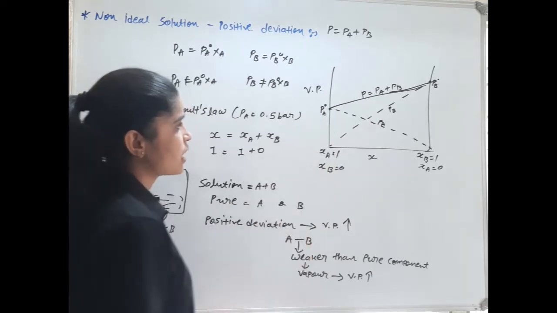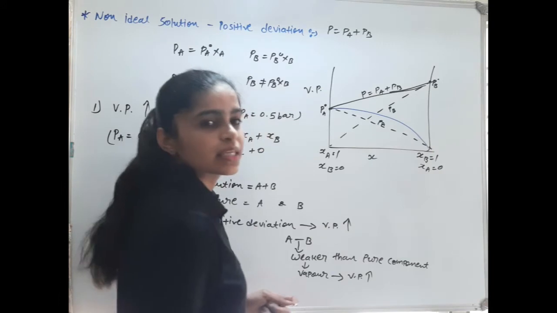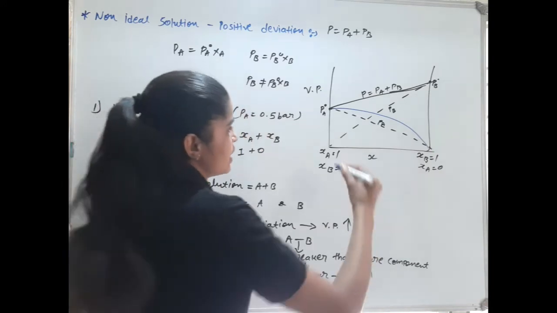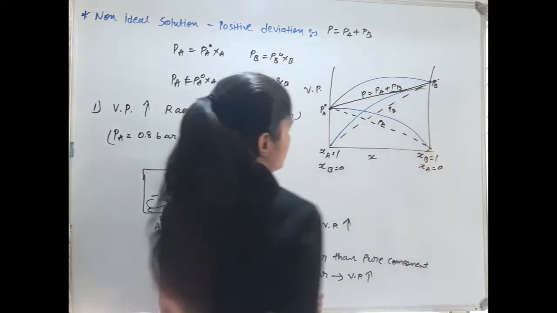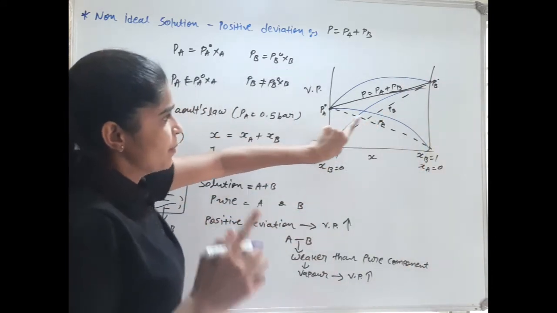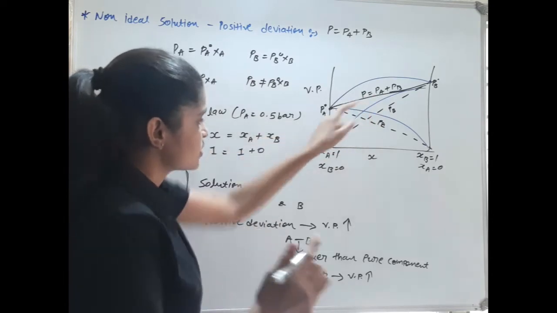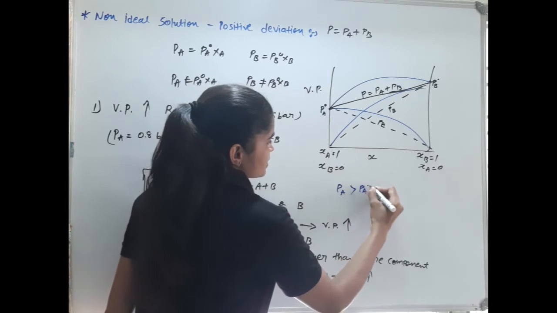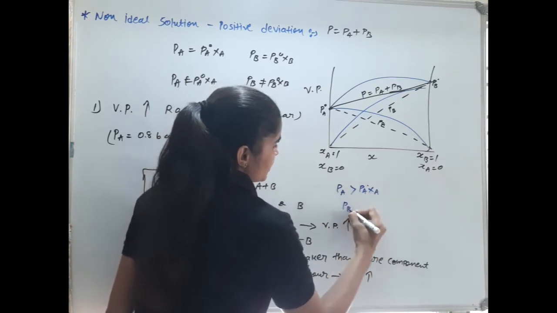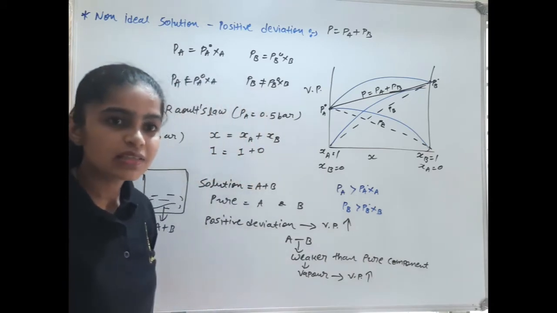So in this graph, PA is more than for the pure component, and PB is also more, so the total vapor pressure is also more. So it gives PA is greater than PA0 into XA, and PB is greater than PB0 into XB. Why is this possible?